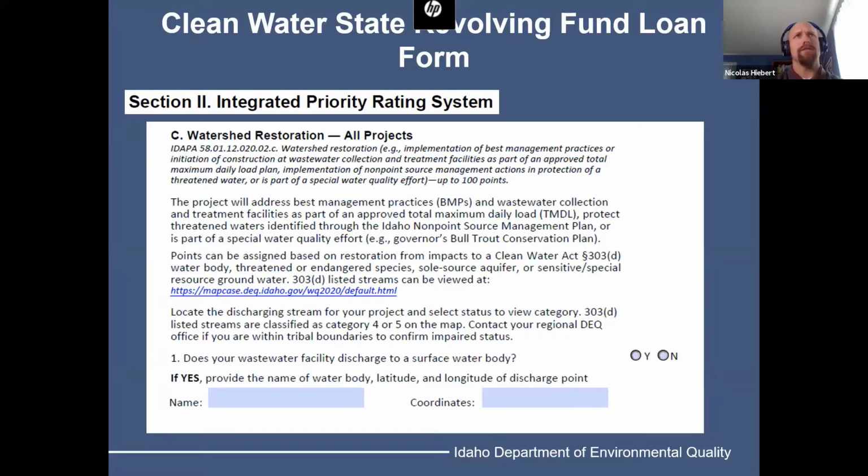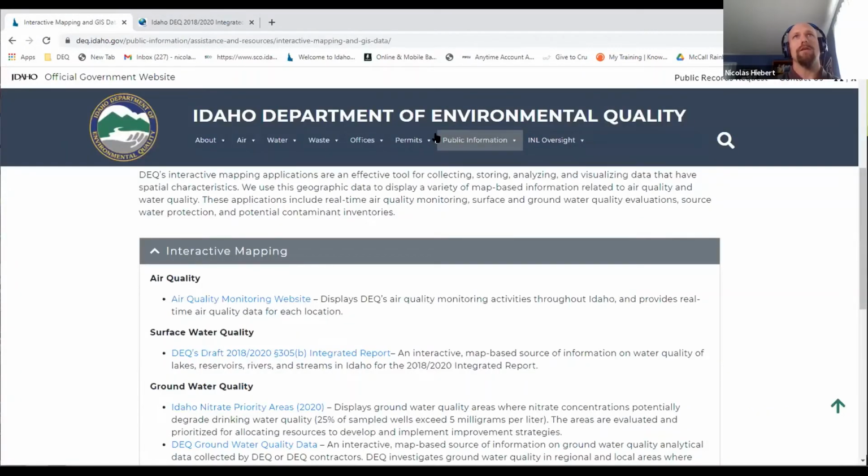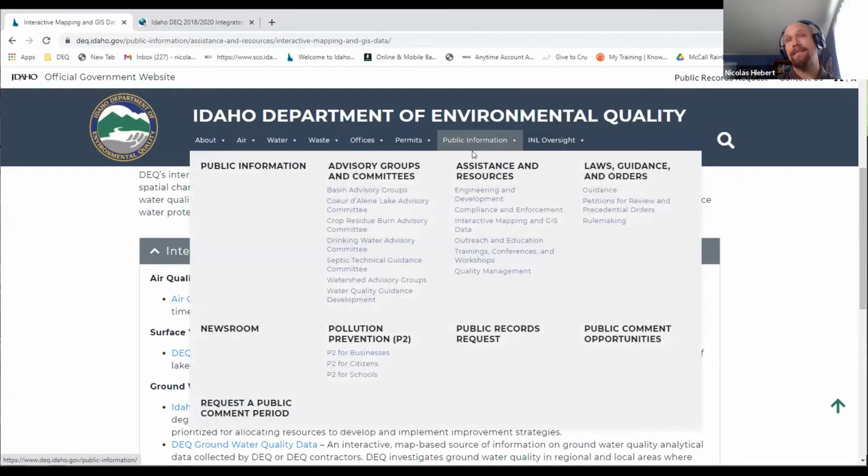And so the second paragraph there on this page gives you a link to a DEQ website. It's an online mapping system. And I'm actually going to share my screen for this, because this is a tool that I think you're going to find really helpful as you fill these out. So if you go to our website and under public information, if that link doesn't work for you, this is a way you can find it.